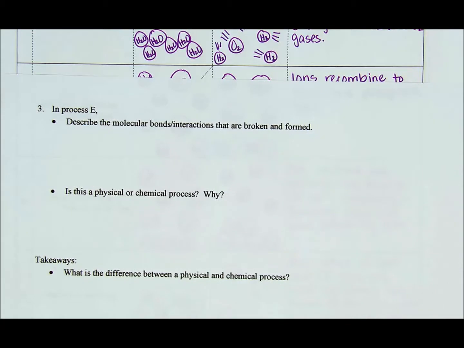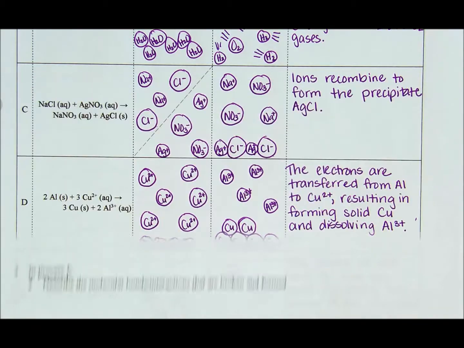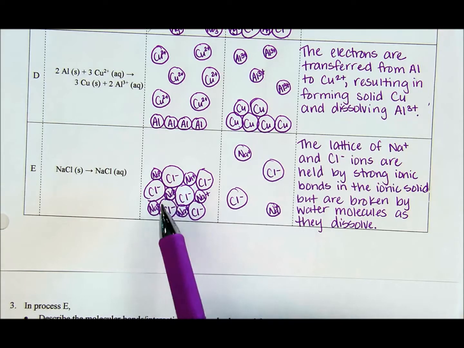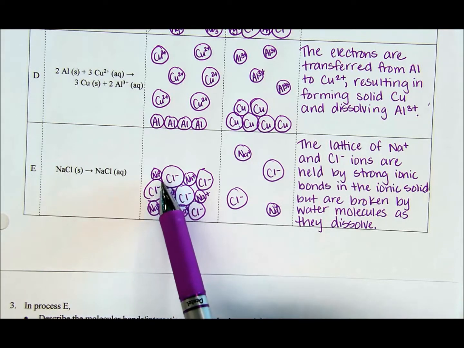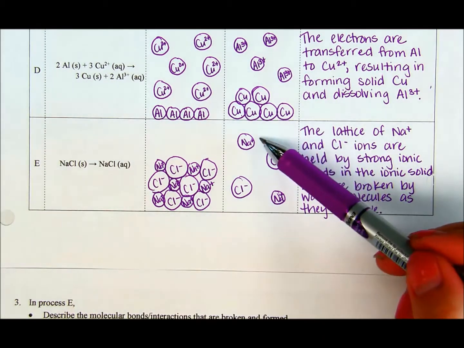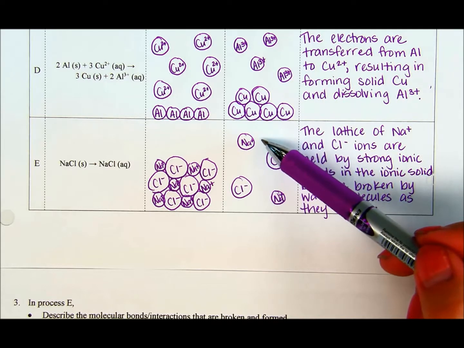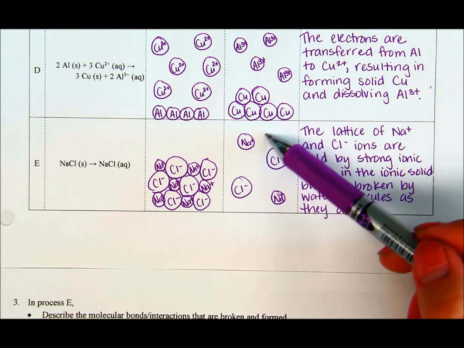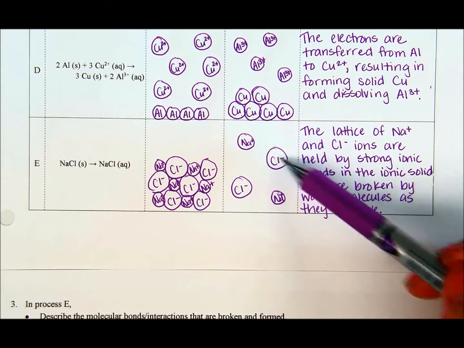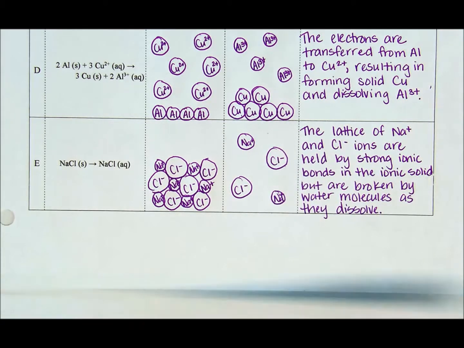Okay, next page. In process E, describe the molecular bonds and interactions that are broken and formed. Okay, so let's take a look at E. So the bonds and forces that are broken and formed. First off, the ionic bonds between the sodium and the chloride ions are broken. So those have to be broken in order for this solid to dissolve, essentially. And then new bonds are being formed, and you won't be able to see those bonds here because we didn't draw the water molecules, but the new associations, new attractions, or hydrogen bonds are being formed between water and these individual sodium and chloride ions.